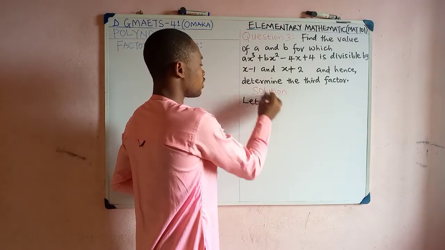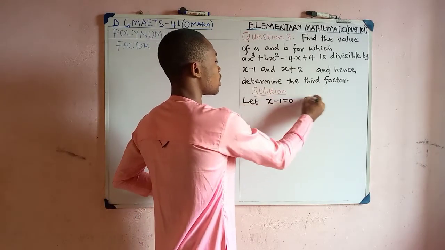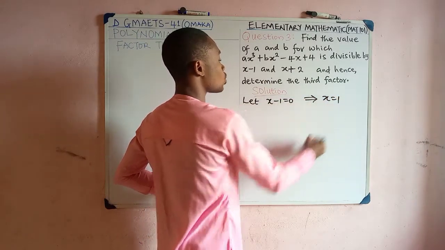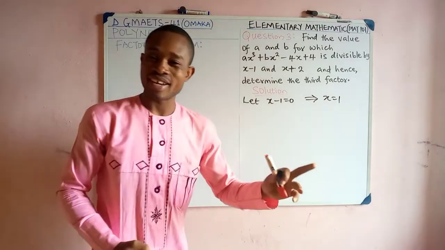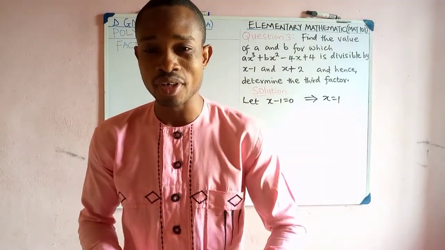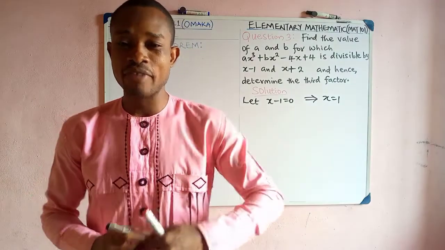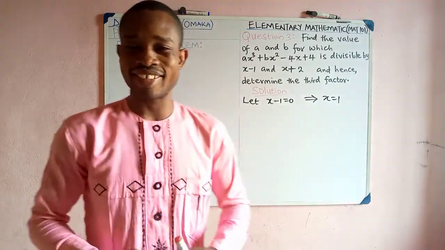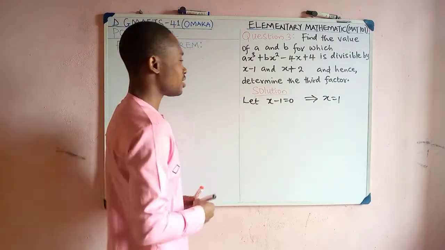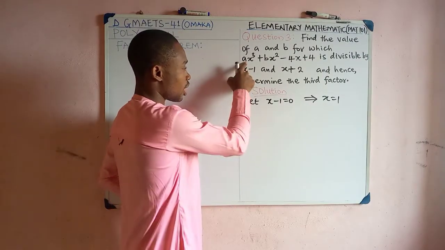I'll start with the first divisor. Let x - 1 equal to 0. Of course, it implies that x is equal to 1. So what do you do from here? Go to the polynomial. Wherever you see x, fix in that 1 you got there. Are you ready? Come along with me.